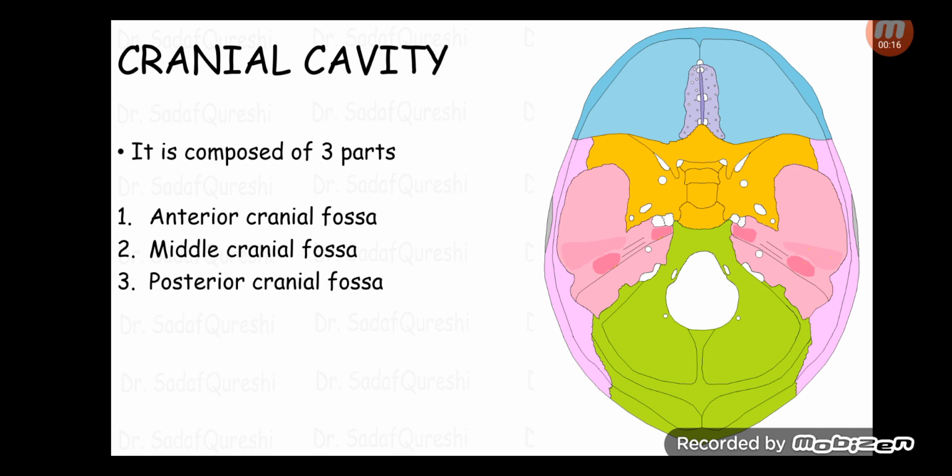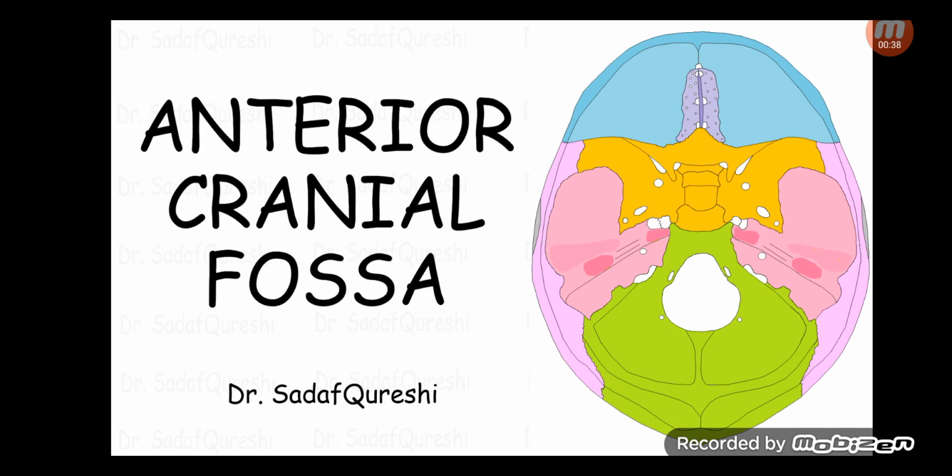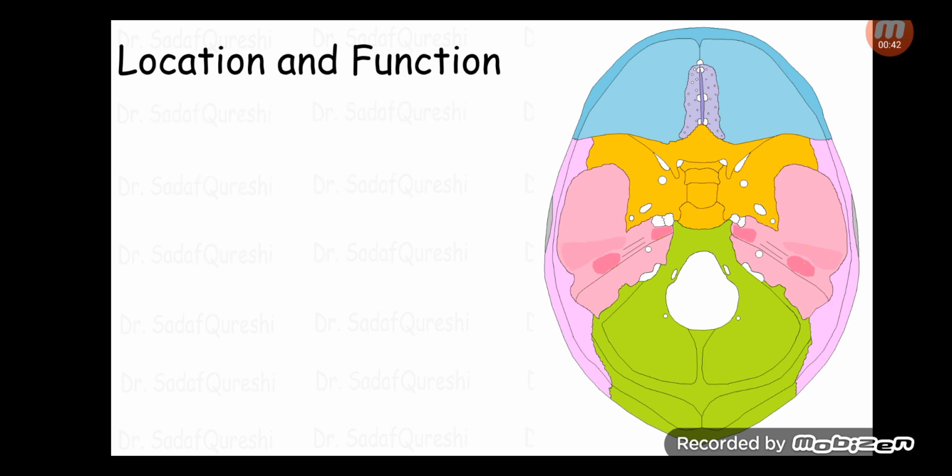Anterior cranial cavity is separated from the middle cranial cavity by the lesser wing of sphenoid, and the middle cranial cavity is separated from the posterior cranial cavity by the petrous part of temporal bone. So lesser wing of sphenoid separates anterior cranial cavity and middle cranial cavity, and petrous part of temporal bone separates the middle cranial cavity and posterior cranial cavity. We will start our topic with anterior cranial cavity or anterior cranial fossa.